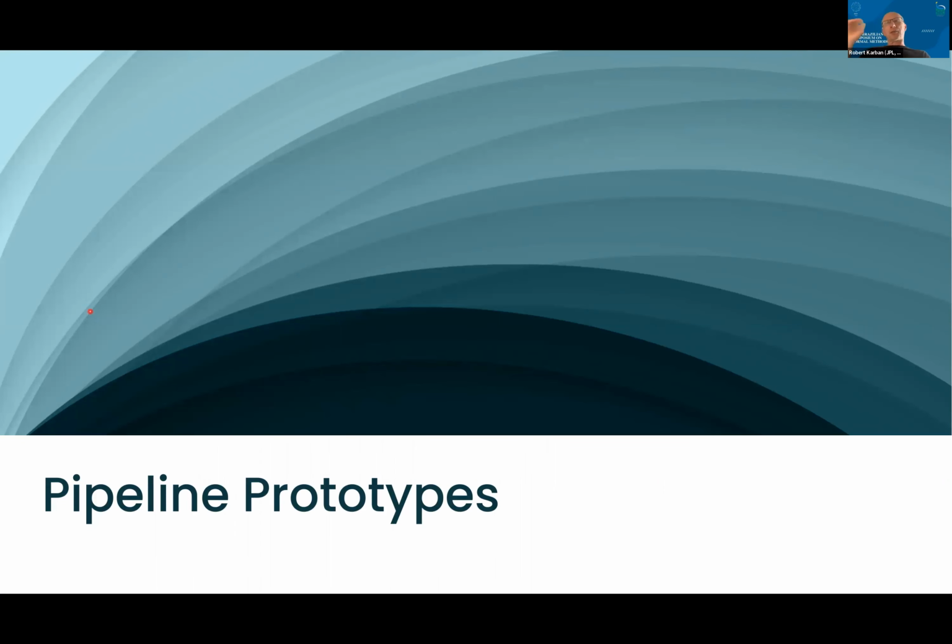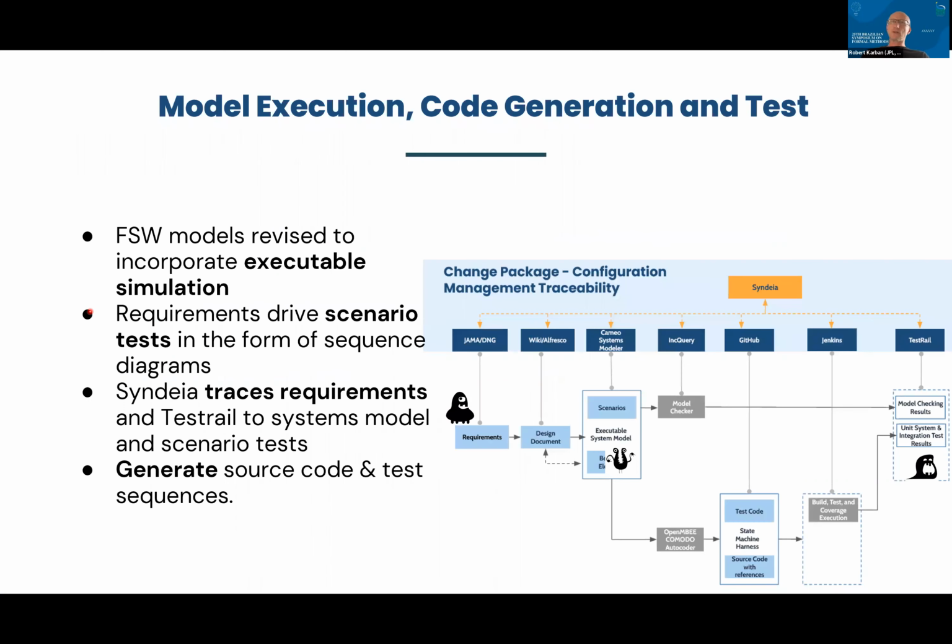We built a few other pipeline prototypes that have evolved more meanwhile. So one is the pipeline of model execution, code generation, and test, right? People have been building some models for flight software. This is this FSW here, but they were not executable. They generated some code from it with some homegrown technology. So what we helped with was to update those models, and it turned out there was not much to do to make them executable.